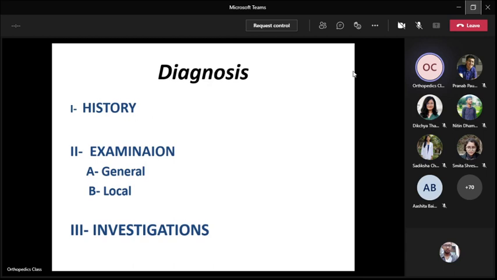So whenever the patient comes with a history of trauma in emergency, how do we diagnose? There is always a history. In history, we ask how you fell down, what was the mode of injury. That is important on our part: how it happened and what are the problems.